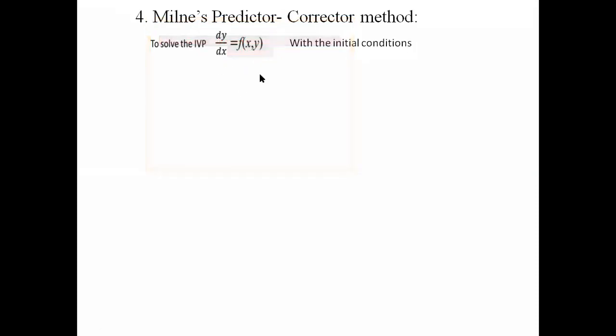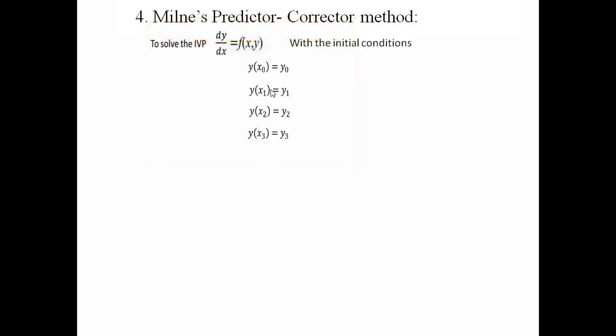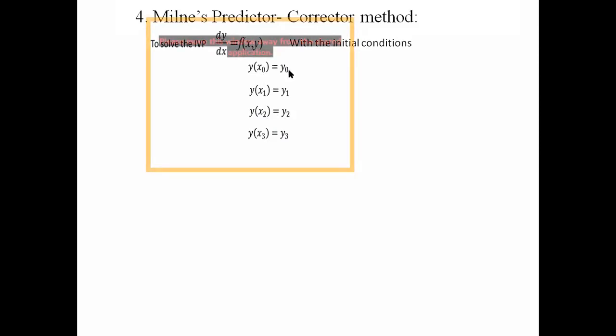Suppose that for this differential equation, dy/dx is equal to f of x comma y, the initial conditions are y of x naught is equal to y naught, y of x1 is equal to y1, y of x2 is equal to y2, and y of x3 is equal to y3. So you have to note that to use this Milne's predictor corrector method, the solution of the differential equation must be known at four consecutive values of x: x0, x1, x2, x3. x1 is nothing but x0 plus h, x2 is x1 plus h, x3 is x2 plus h. At every point, the value of y must be known.